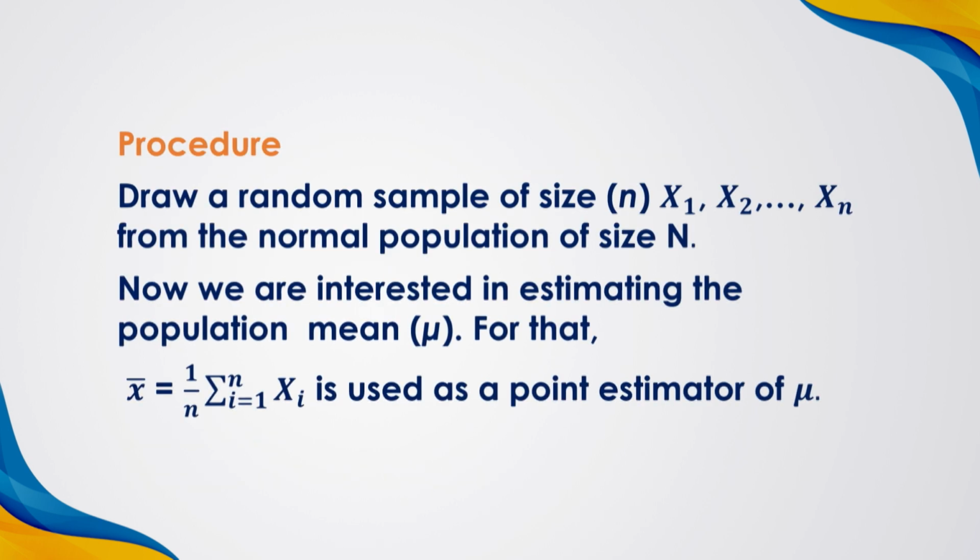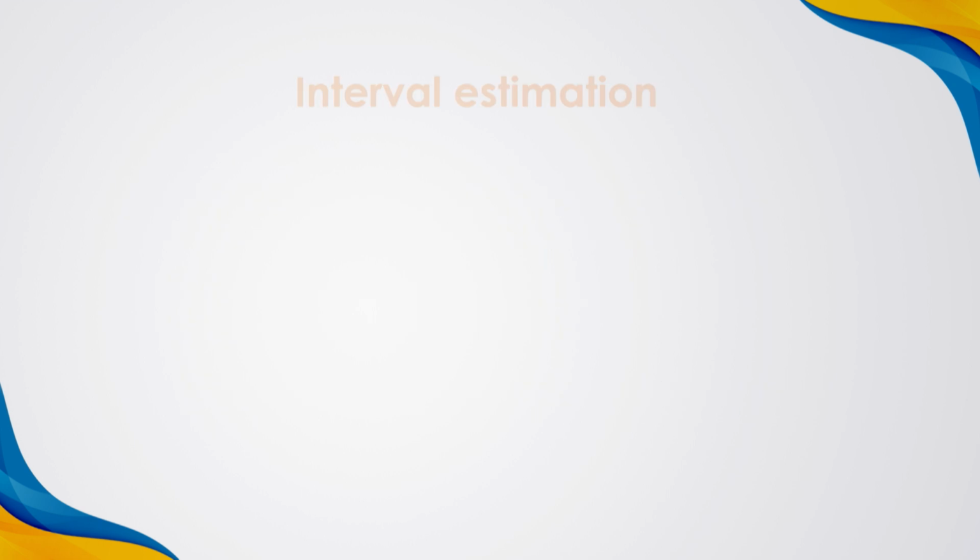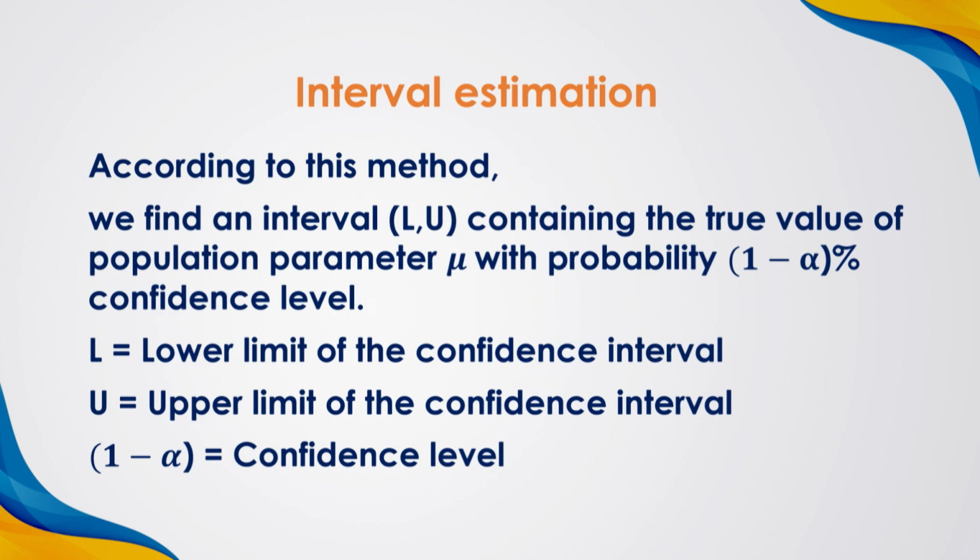Procedure: draw a random sample of size n, that is x1, x2, etc., xn, from the normal population of size capital N. Now, we are interested in estimating the population mean mu. For that, x bar equals 1 by n sigma i equals 1 to n xi is used as a point estimator of mu. Interval estimation is another procedure to estimate the parameter.